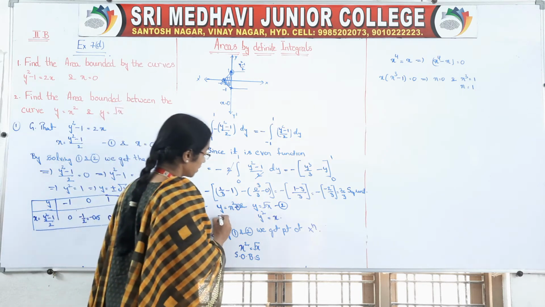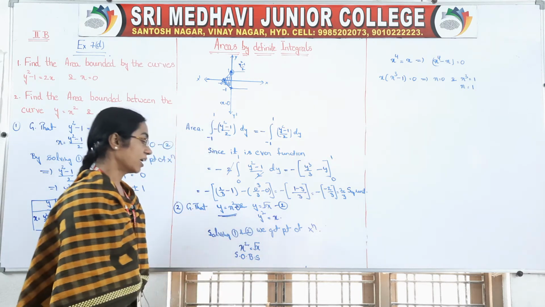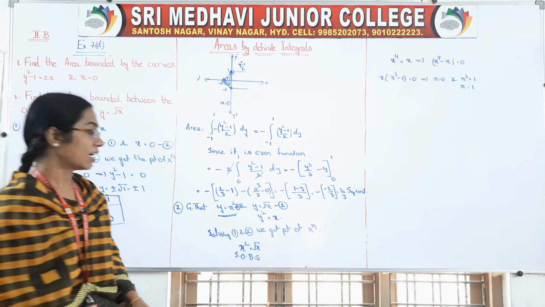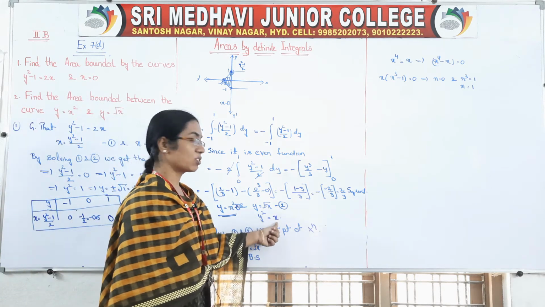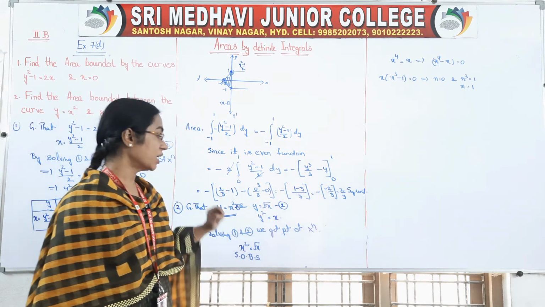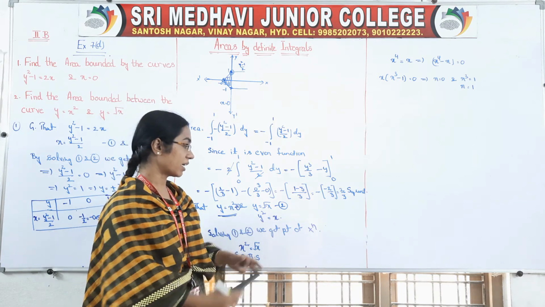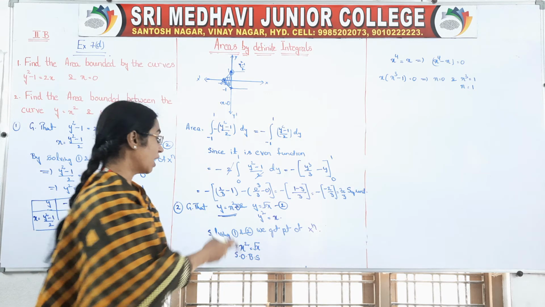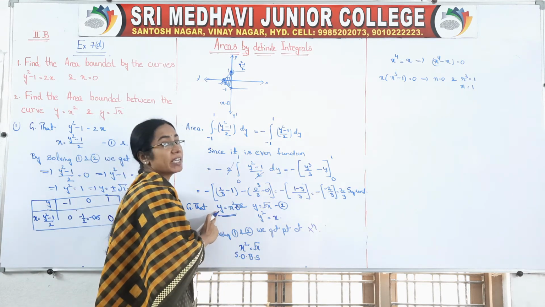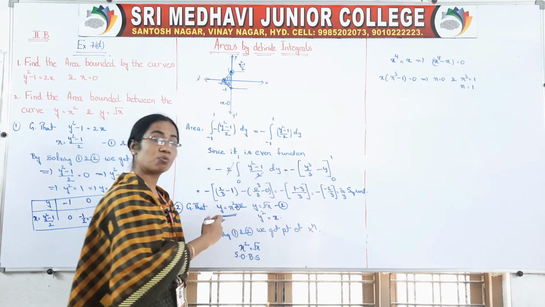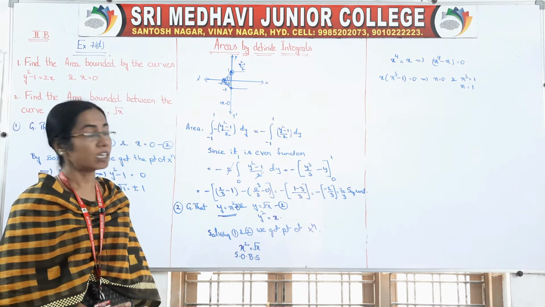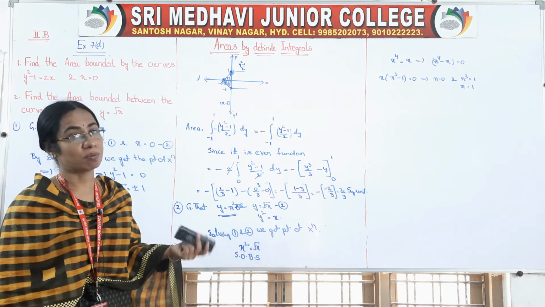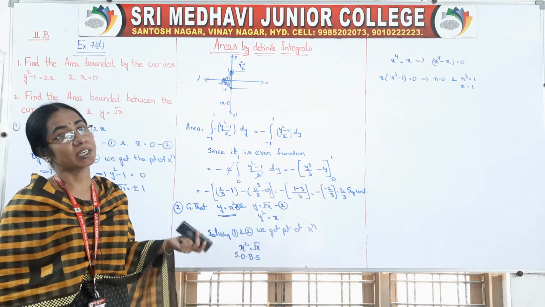See, what is your first curve? First curve is x square is equal to y and the second curve is y square is equal to x. That means y square is equal to x is in the form of y square is equal to 4ax form and x square is equal to y is in the form of x square is equal to 4by form, isn't it? Both are of parabola form, standard forms, and we know their curves.